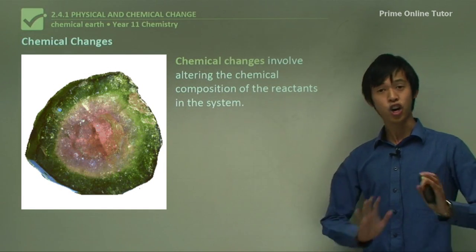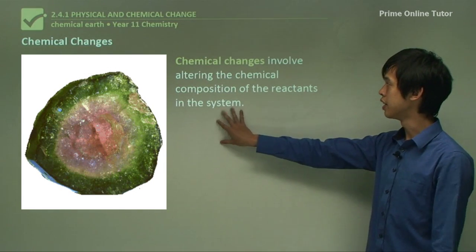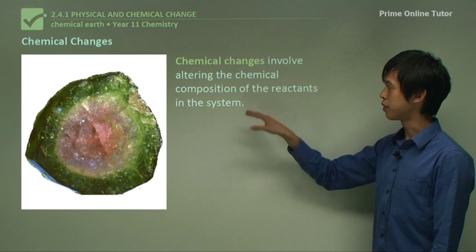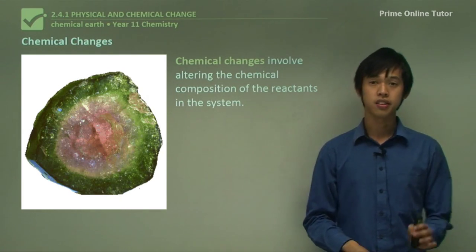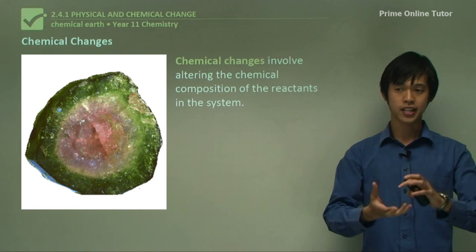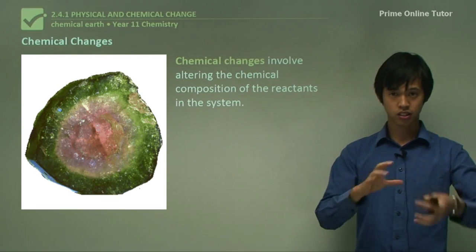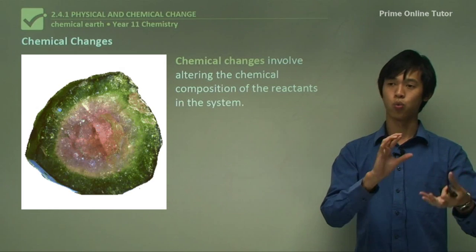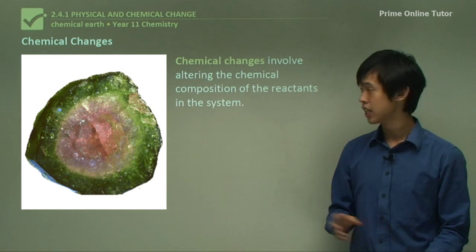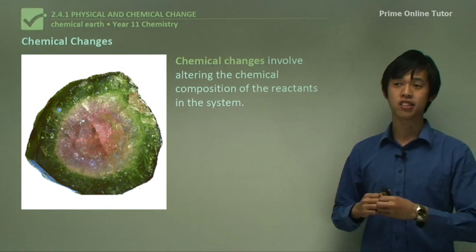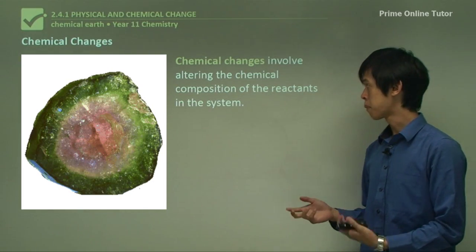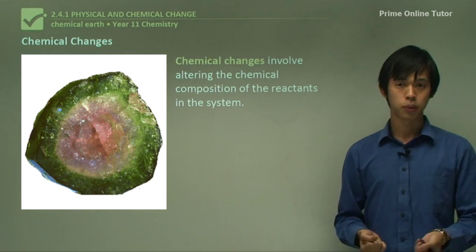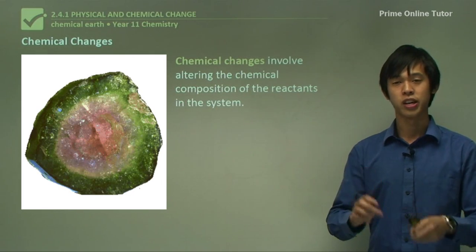In contrast, we have chemical changes. Chemical changes involve altering the chemical composition of the reactants in the system. While physical changes only affected the state or the way the molecules were arranged, chemical changes actually influence the bonds inside each particle. So we're actually rearranging bonds in the particle rather than just rearranging particles.